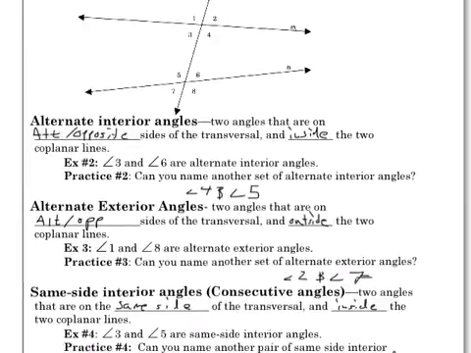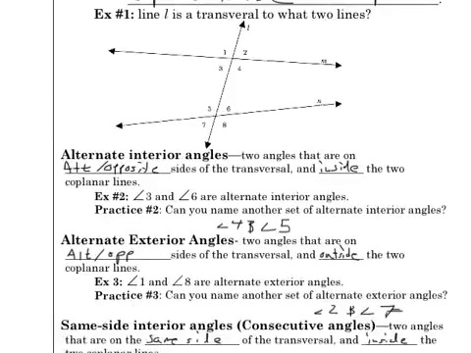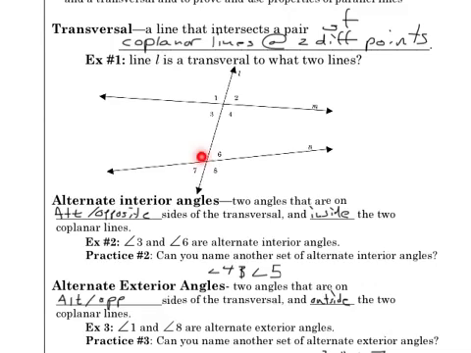Take a look up here. It gives us an example. It says 1 and 5 are corresponding angles. So let's take a look. 1 and 5. Notice 1 and 5 are in the same corner. Top left corner, top left corner. 2 and 6. Same corner. 3 and 7. 4 and 8. Those are all corresponding angles.